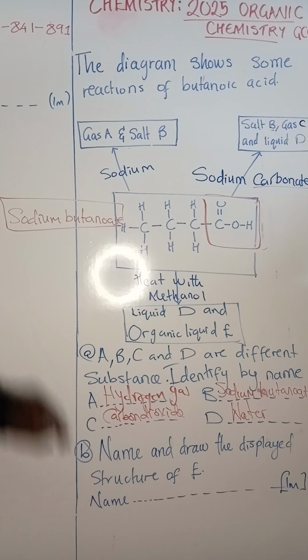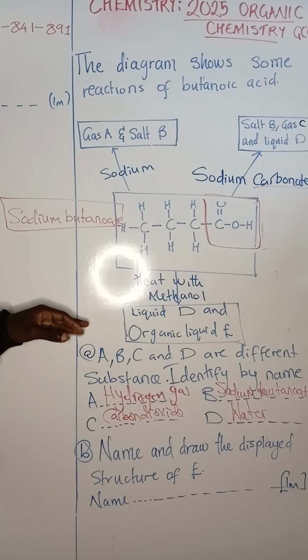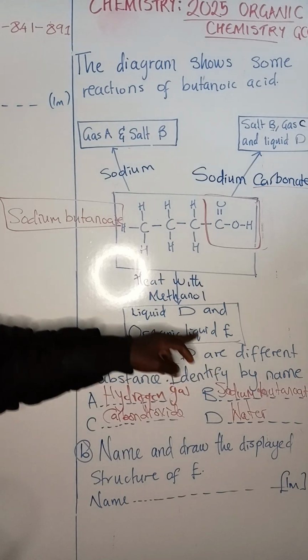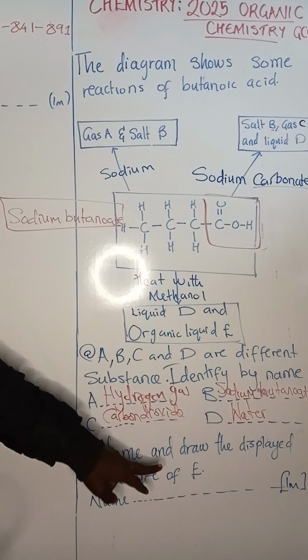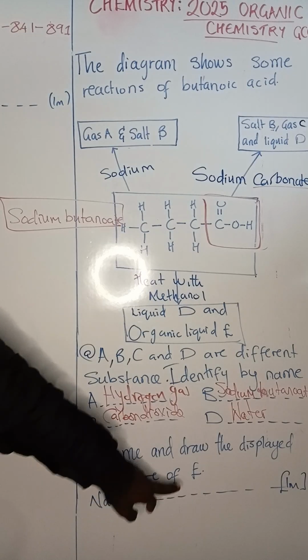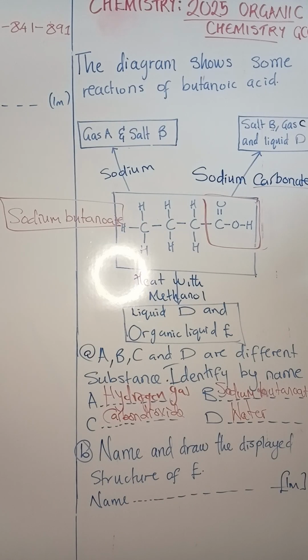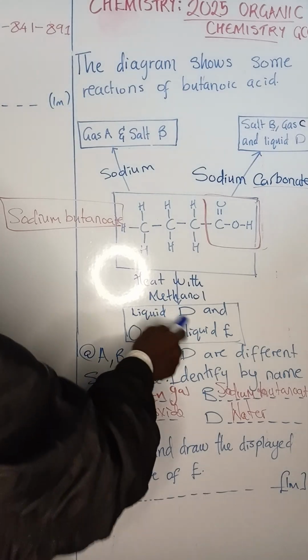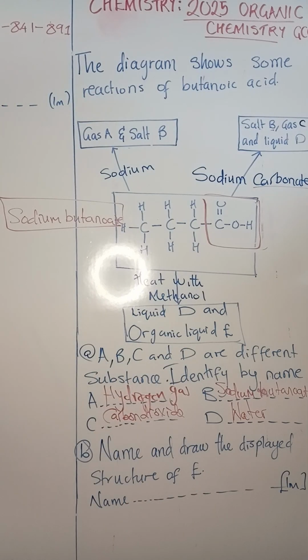So you want to name, then here this side we kindly draw. Okay, so we want to name the structure which is Z. Name and draw the displayed structure of E. So we want to name the structure which is making the liquid E. Okay, so we must get to understand something.